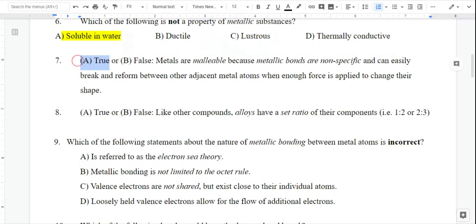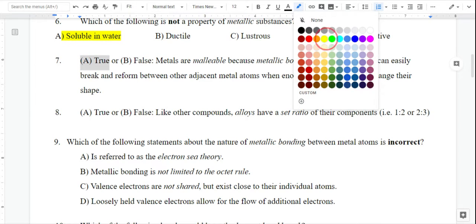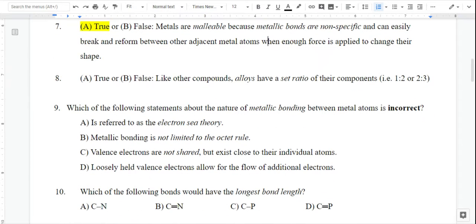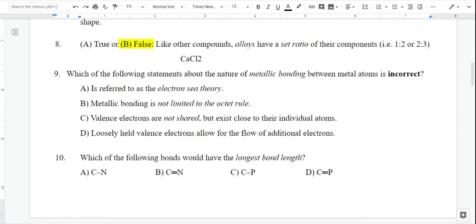So this is true. Because they have these non-specific bonds, like alloys have to have a set ratio like compounds. Like we might say that calcium chloride has to be CaCl2, but that is not true when it comes to alloys. Alloys, they're mixtures. They do not have to have a set ratio. So this one is false. So they have non-specific bonds. They don't have like this many calciums to this many chlorines. That ratio can vary.